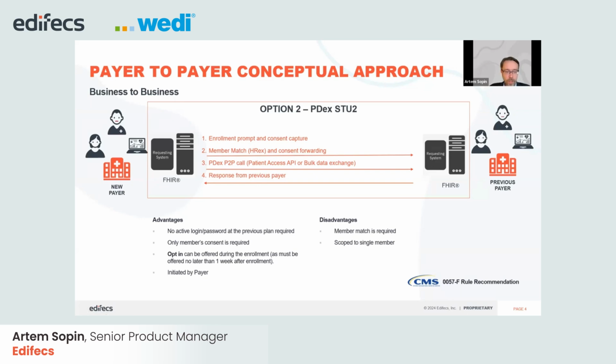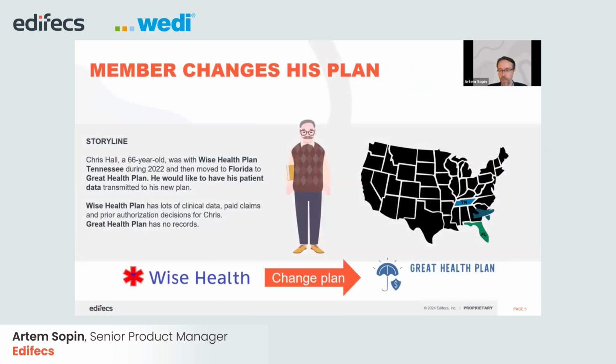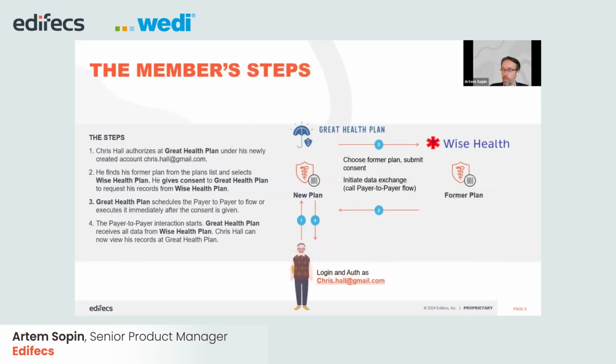The actual scenario that we have is, of course, pretty obvious. The member just changes his plan. The reason is that on my slide, the member goes from one state to another state. I have these made up plans, like changing a Wise Health plan to a Great Health plan. People may change plans due to other reasons, but this is the main trigger for us. And changing a plan means a new enrollment to a new plan. So that's why I was referring to an enrollment process.